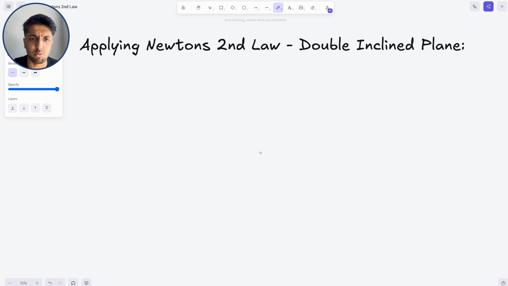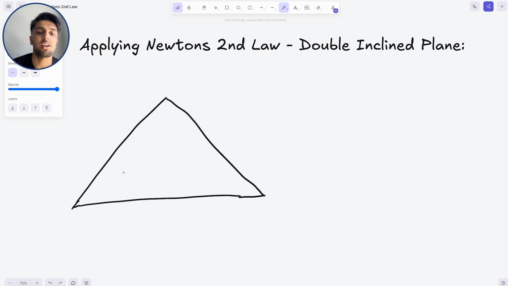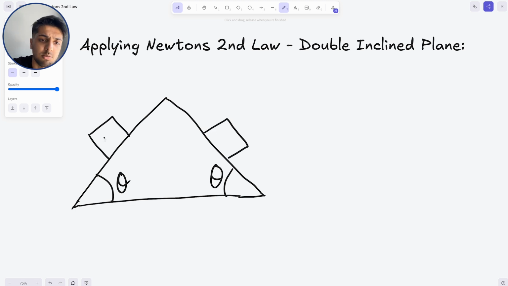Okay, in this video we'll be talking about applying Newton's second law, and we'll be doing it through using a double incline plane. We have two inclines, this incline right here and this incline right there. These angles are both theta, so both of the angles are the exact same. And we have masses on each side. This can be mass m, and this is 3m.